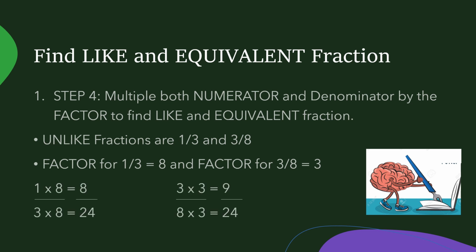We multiply both the numerator and denominator by the same factor. So 1 by 3, we multiply both numerator and denominator by 8 and the answer is 8 by 24. 3 by 8, we multiply both numerator and denominator by 3 and the answer is 9 by 24.